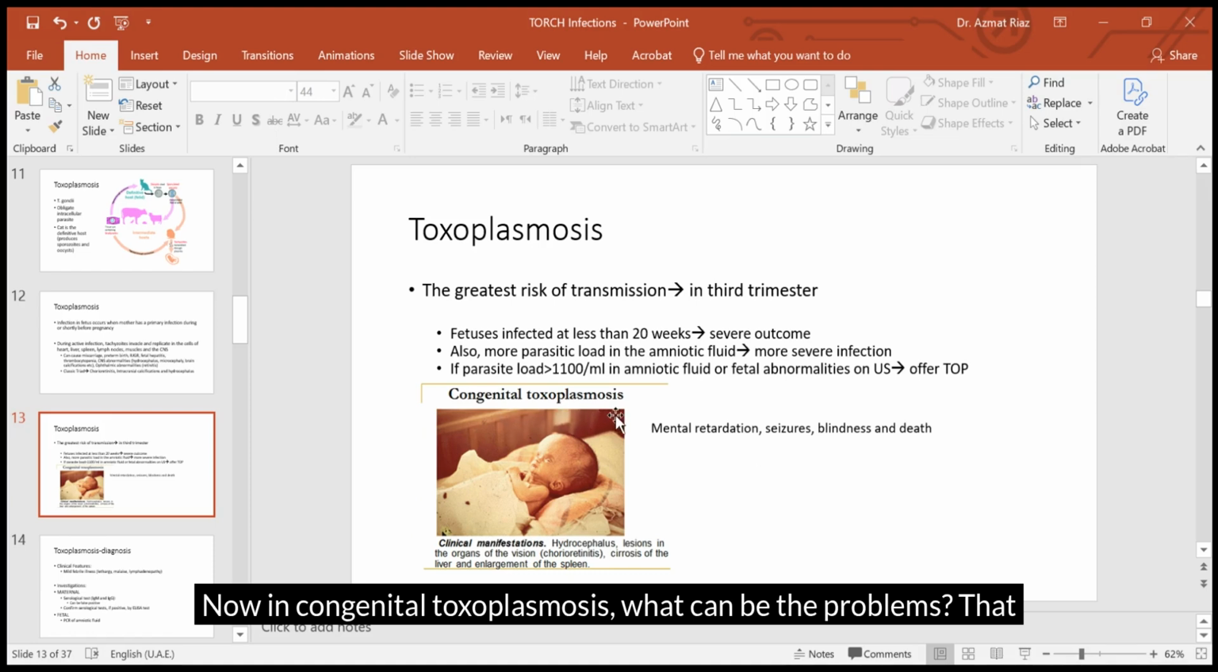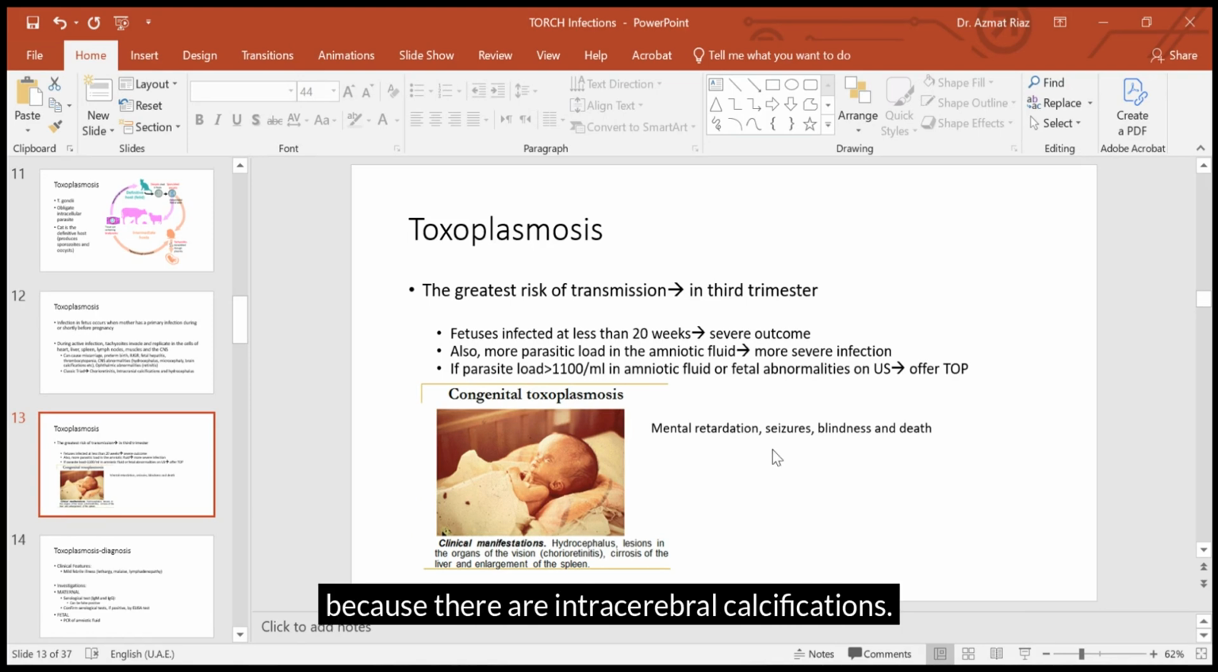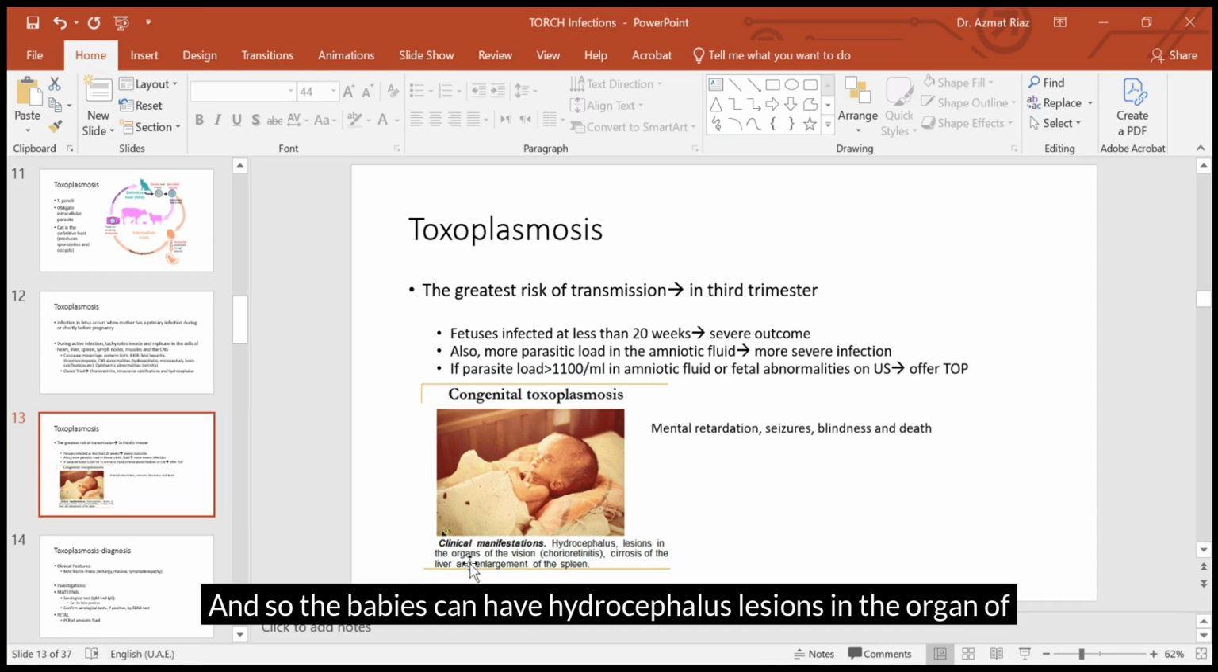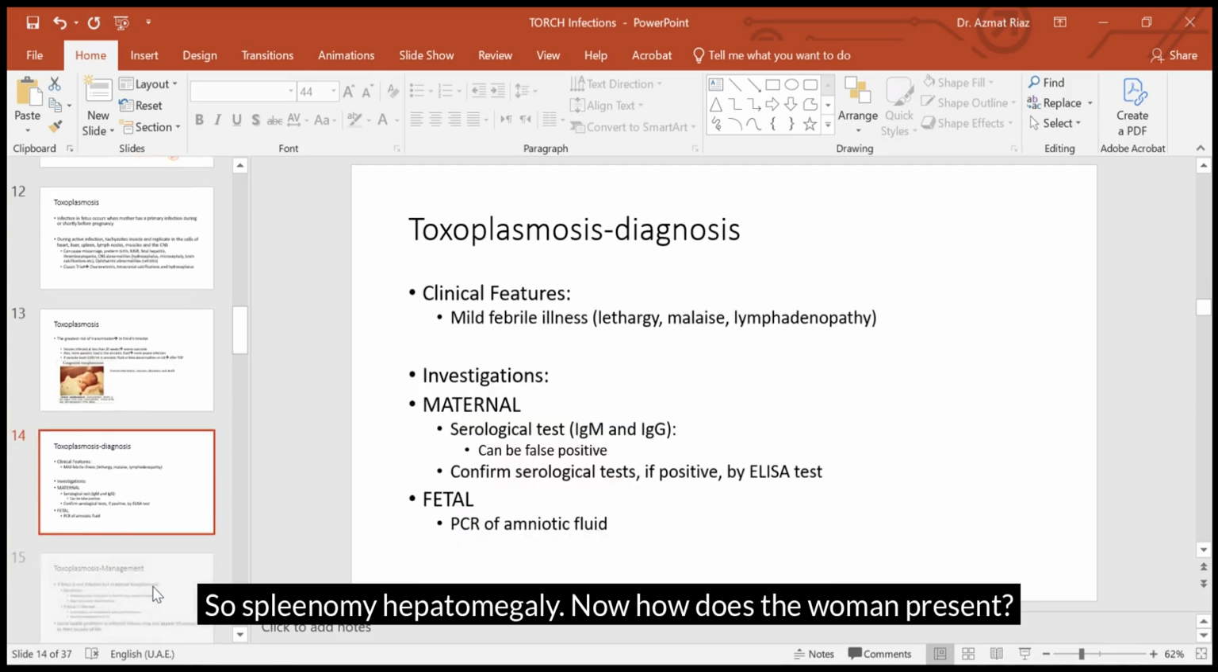Now, in congenital toxoplasmosis, what can be the problems? There can be mental retardation because there are intracerebral calcifications. Babies can have blindness and seizures. The babies can have hydrocephalus, lesions in the organ of vision, which is chorioretinitis, cirrhosis of the liver, and enlargement of the spleen. So splenohepatomegaly.